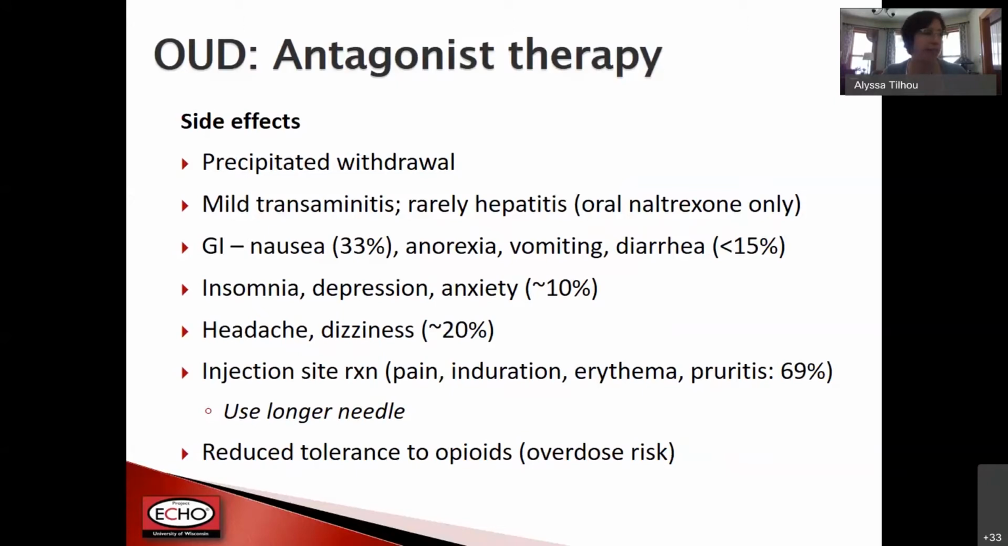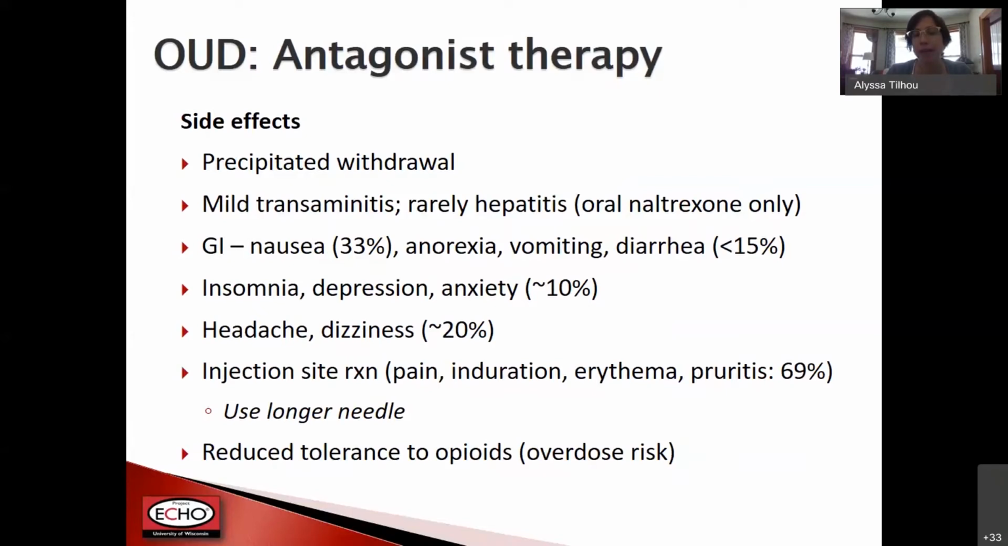So other side effects include nausea, anorexia, vomiting, and diarrhea, insomnia, depression and anxiety, headache and dizziness, and then some people can experience a reaction at the injection site with pain, swelling, redness, or itching. And in that case, you might consider whether you're using a long enough needle to make sure the medicine is in fact deposited in the muscle.